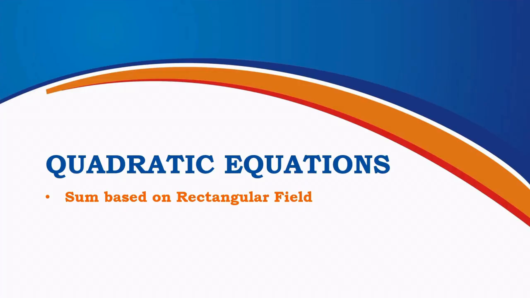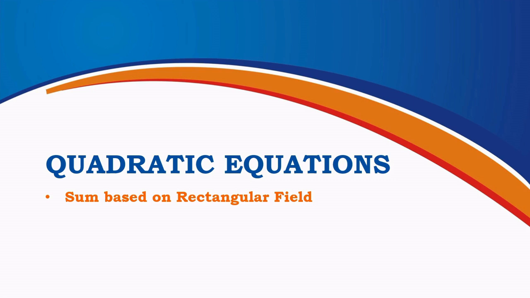In this lesson, we will learn how to solve word problems based on rectangular fields using quadratic equations. A rectangle is one of the most common geometric shapes that we see around us. Playgrounds, gardens, parks, farms, and agricultural fields are often rectangular in shape. In many real-life situations, we may know the area of a rectangular field and the relationship between its length and breadth. Using this information, we can form a quadratic equation and find the unknown dimensions of the field.